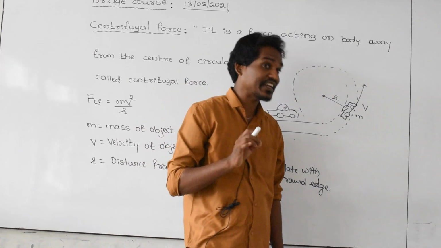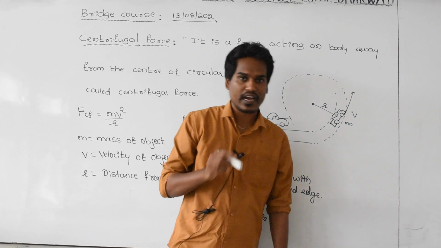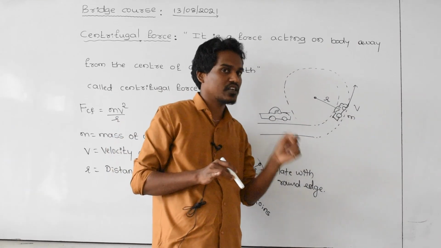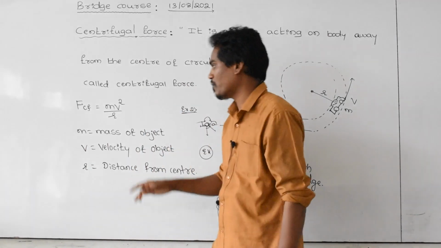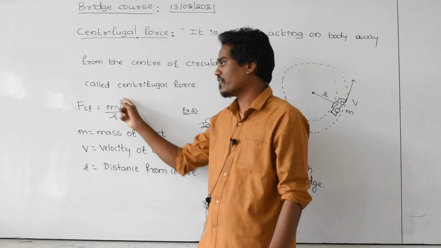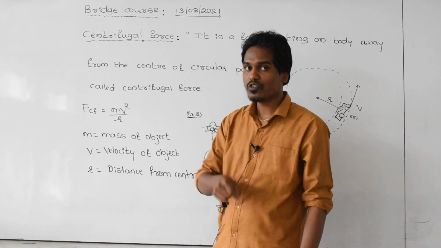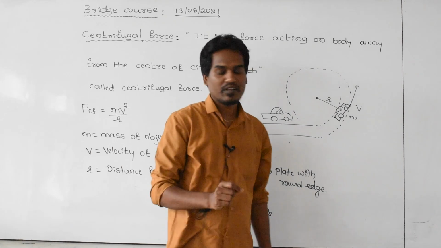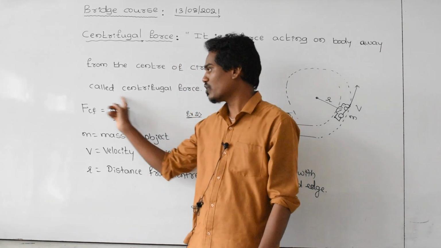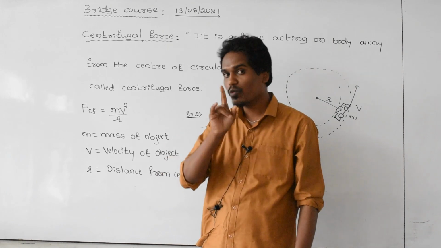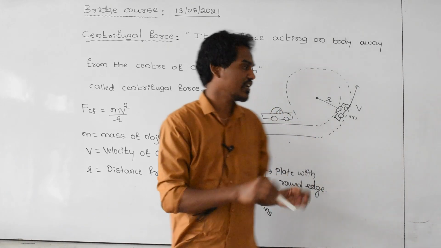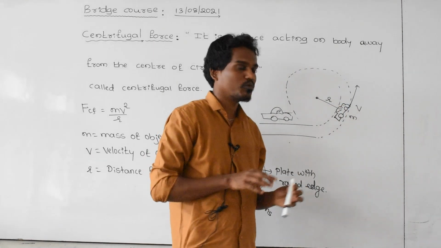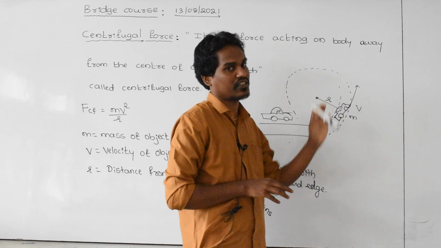Once again, what is centripetal force? It is the force acting on the body towards the center, and the formula is mv square divided by r. And what is centrifugal force? It is the force acting on the body away from the center, and the formula is the same, but only the direction changes. For centripetal force, the direction is towards the center, and for centrifugal force, the direction is away from the center.